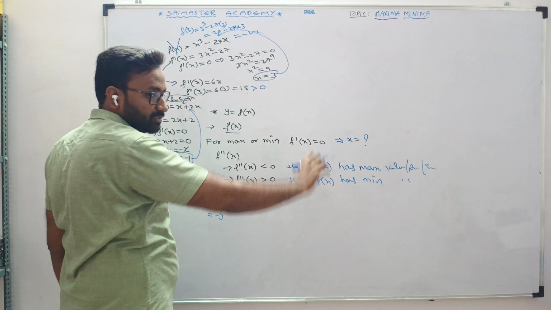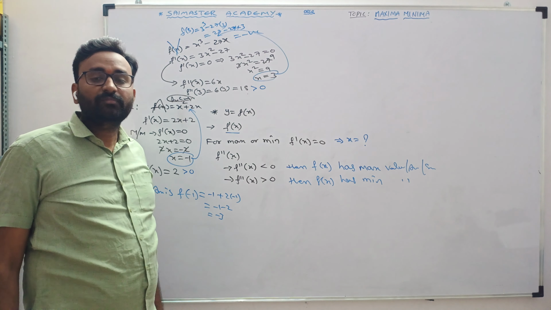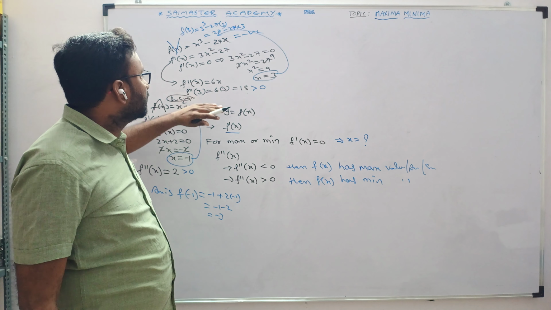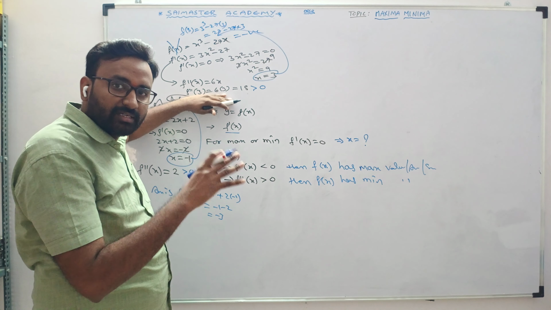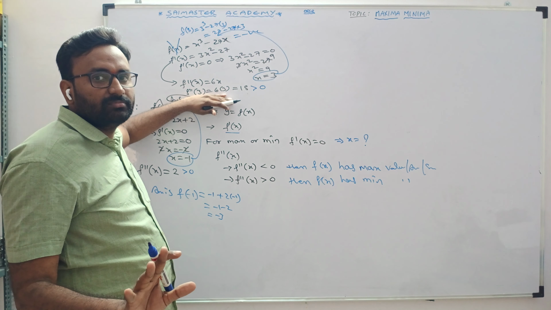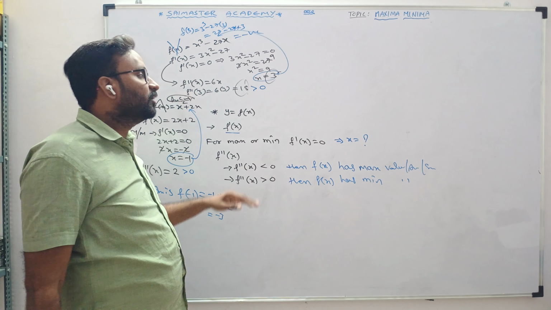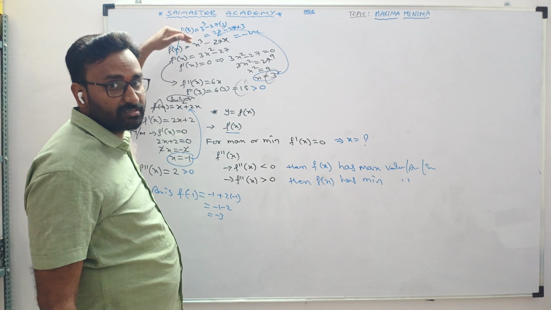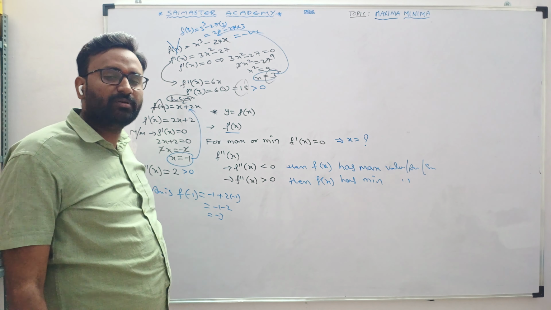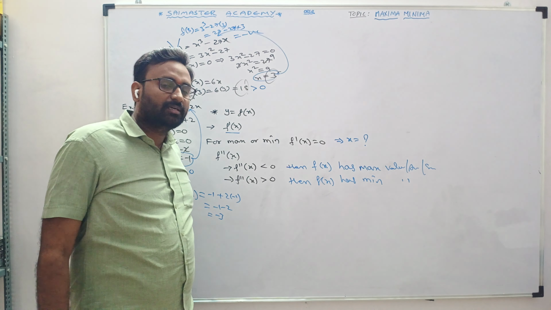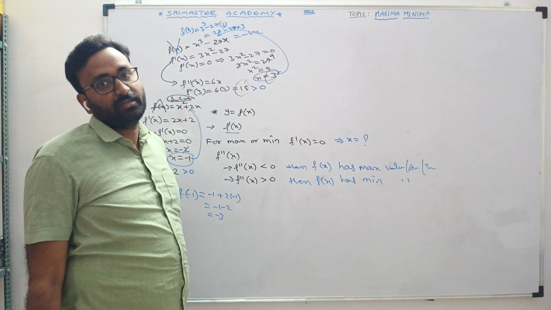If you get a negative value, you will get something. So that is the minimum volume. This is telling us this function has minimum volume. This is not minimum volume. This is not minimum volume. What is the minimum volume? You have to substitute 3 in this function. Since this is the volume, we will get the minimum volume. So this is the introduction for maximum and minimum.